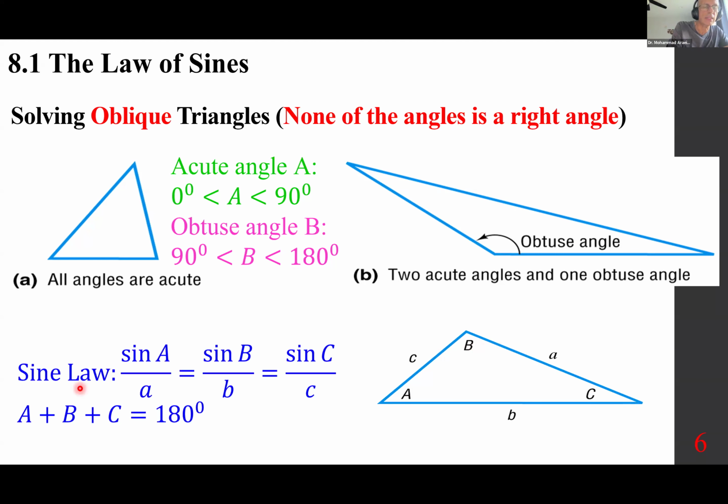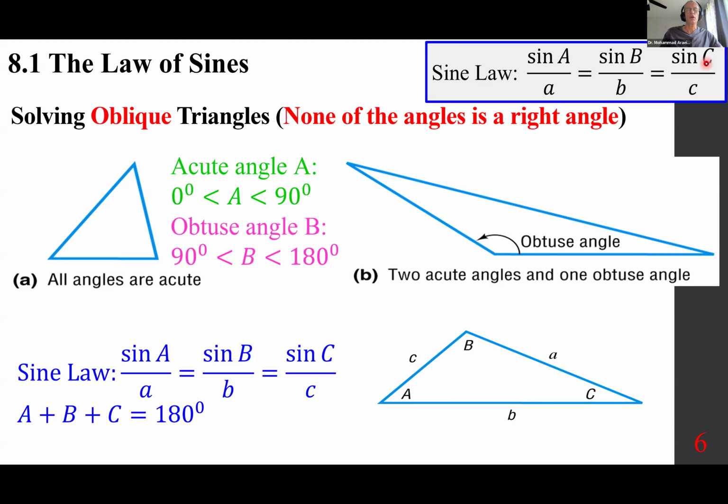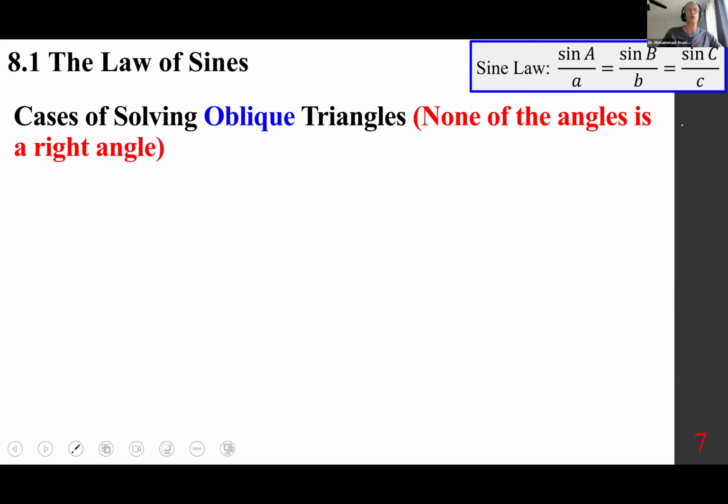The sine law indicates that sine A over a equals sine B over b equals sine C over c, or you can write the reciprocals. And we're going to look at the proof shortly. And of course, as always, A plus B plus C add up to 180 degrees. If you add all the interior angles, they must add up to 180 degrees. So here's the sine law as it was mentioned: sine A over a, sine B over b, and sine C over c are equal.